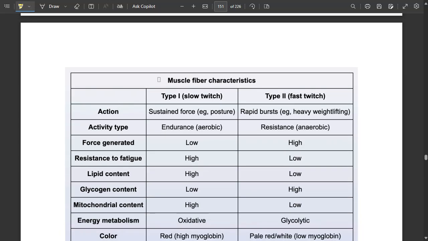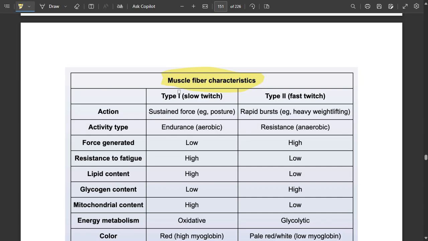All right. So muscle fiber characteristics: slow and fast muscle types. Slow-twitch muscle fibers are those which help in maintaining the posture of the body. They undergo oxidative phosphorylation, while type 2 muscle fibers, which are low in myoglobin because of less oxygen, undergo the glycolytic or anaerobic pathway for generating energy.